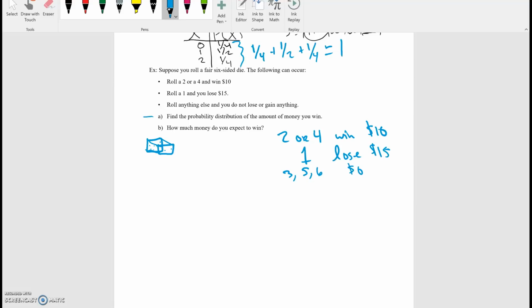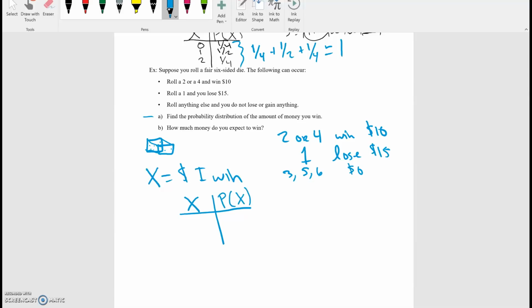So what is the amount of money that you win? I'm going to say X is money I win. Okay, that's the first step that you want to do. Just set up your probability, or your random variable, I'm sorry. So I'm going to have X here, the money that I win, and then the probability of that occurring.